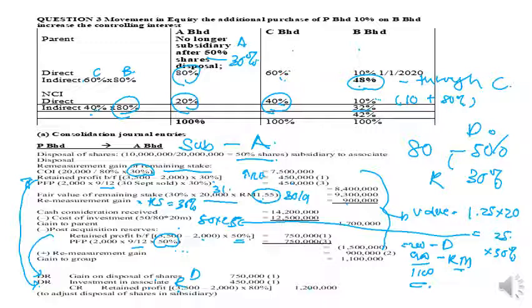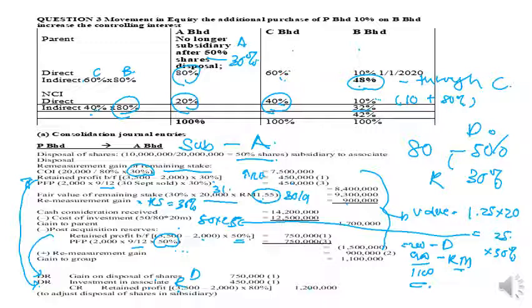From the gain of the parent, you need to find the gain for the group. You need to minus the post-acquisition reserve, which comes from your RE minus RE at the acquisition time, with the disposal here being 50%. The same thing for the profit: 9/12 times 50% gives 750, which is 1.5 here. So the difference that you have here is 1.7 minus 1.5.